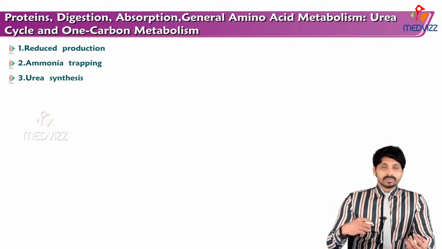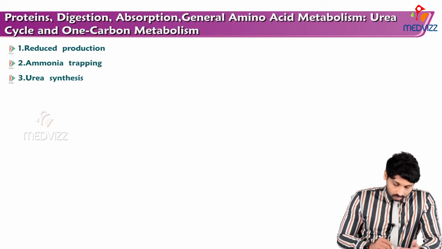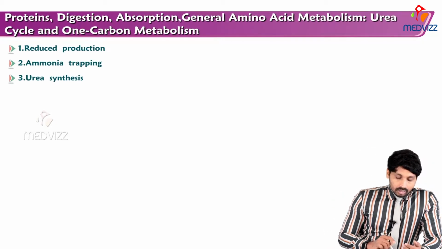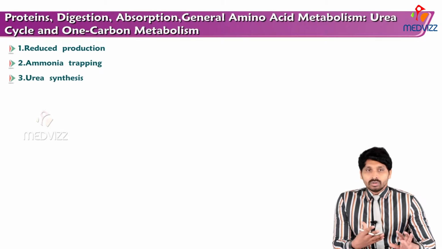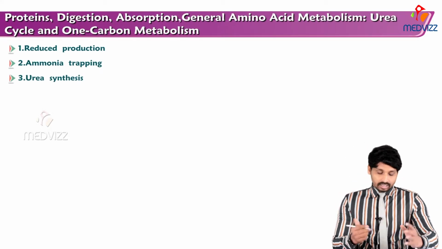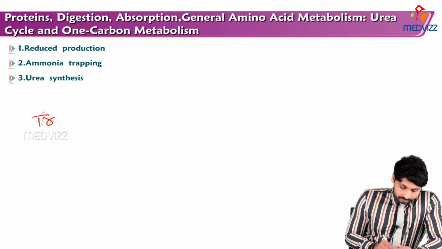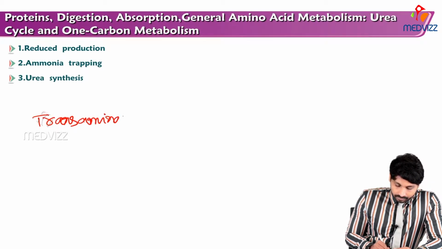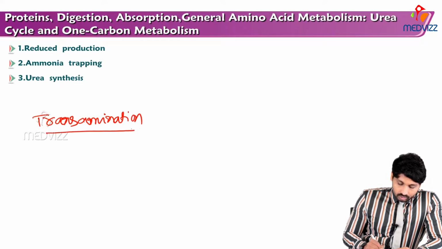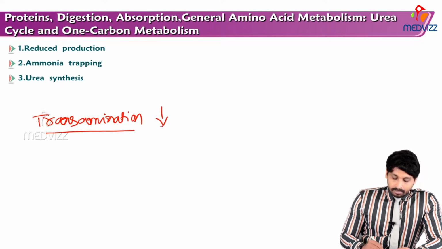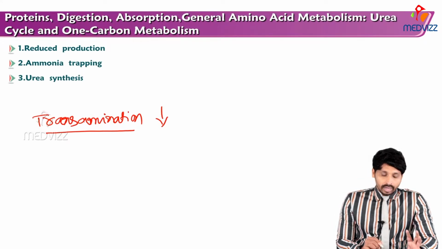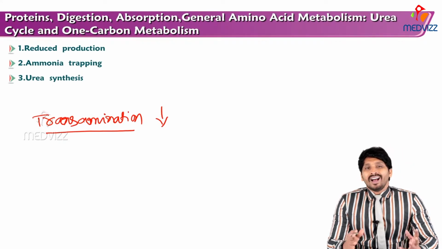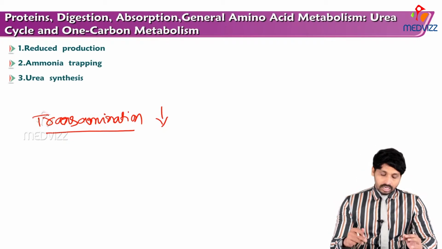So peripheral tissue, especially if you take muscles, okay, one thing I'll talk about here, reduced production. Whenever there is a production of high concentration of ammonia, transamination reactions will come into action. So they decrease the production or the quantity of ammonia in circulation, okay. And second thing is ammonia trapping. How this ammonia trapping is happening, that we'll see.